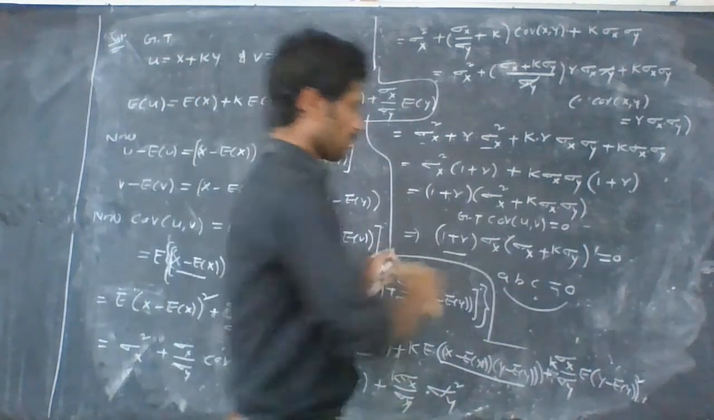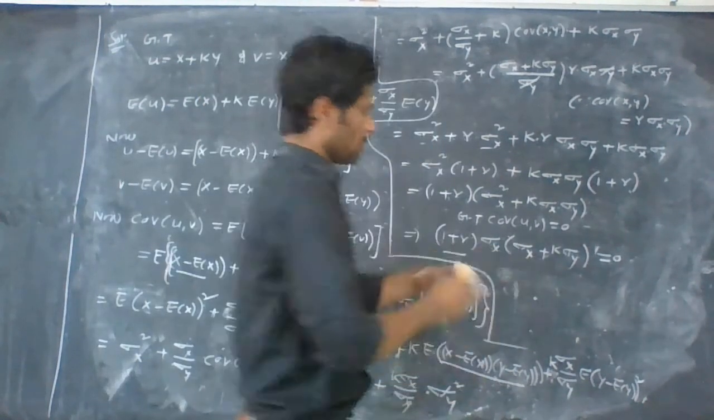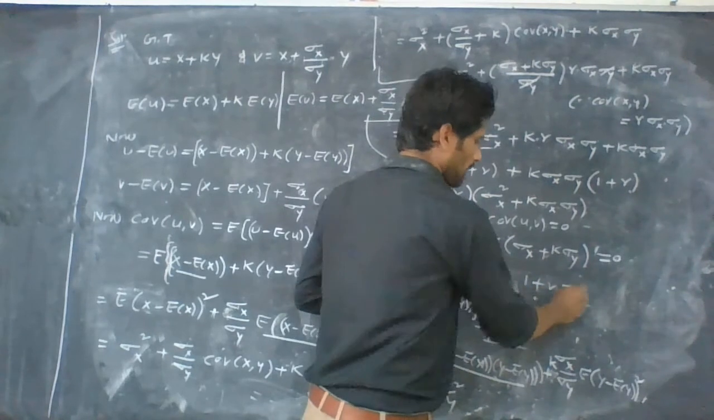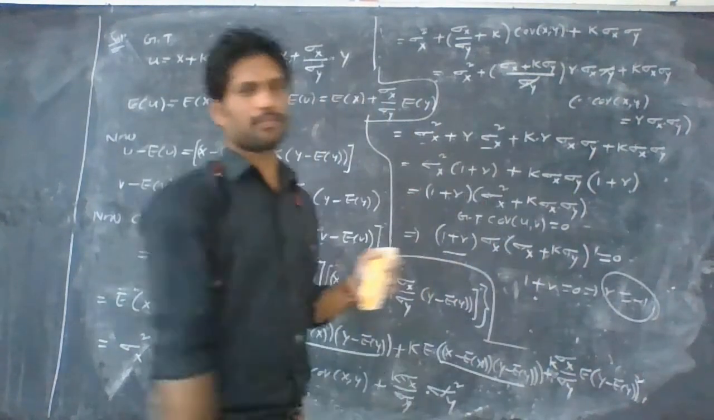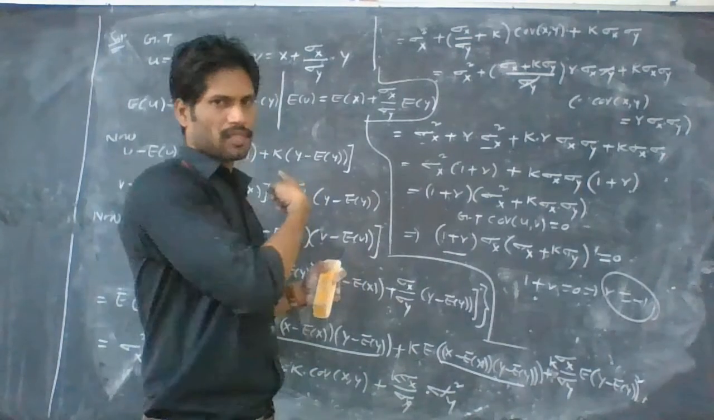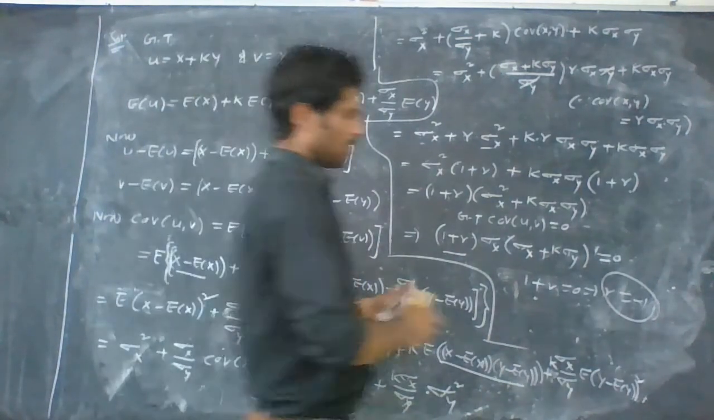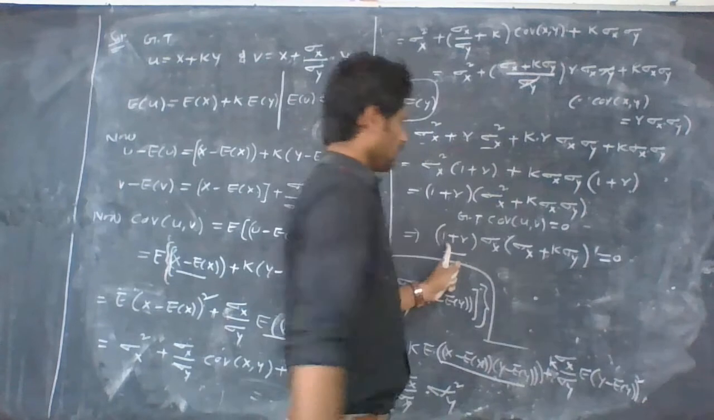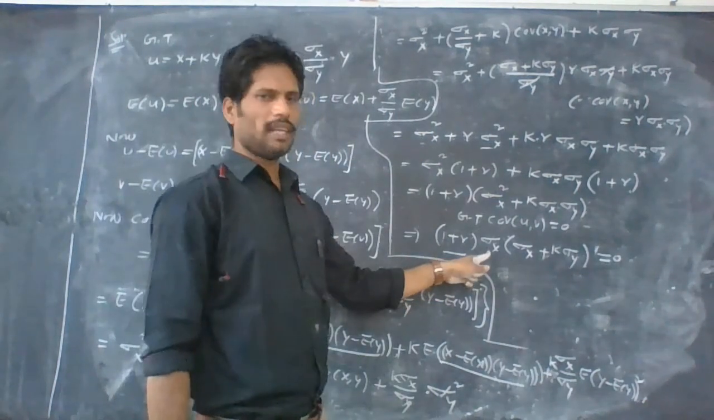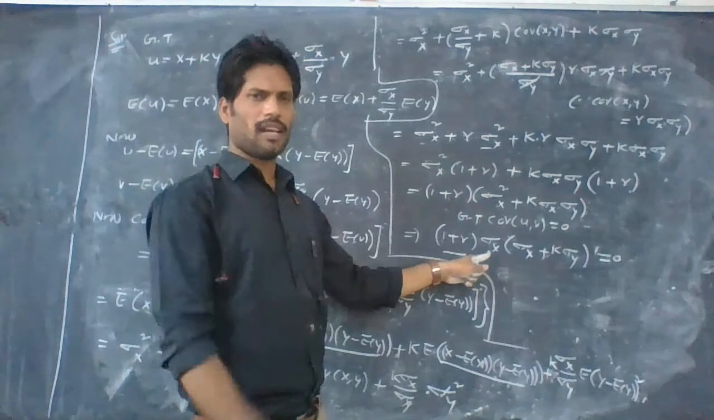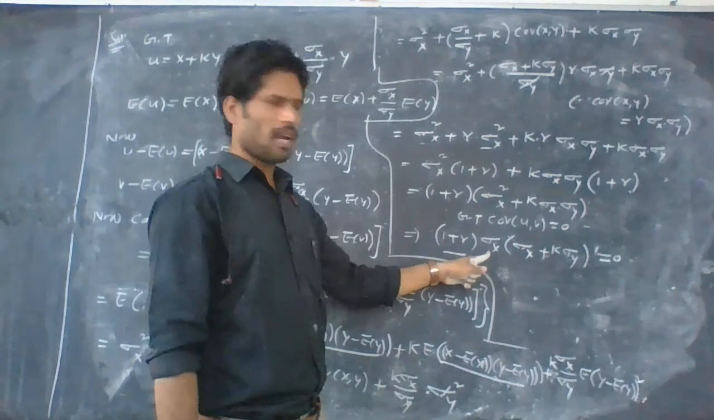Okay, so 1 plus r is equal to 0 gives r equal to minus 1. So r is equal to minus 1? No. So r is not equal to minus 1. Therefore 1 plus r is not equal to 0. Now standard deviation. Standard deviation is always positive, so standard deviation is not equal to 0.